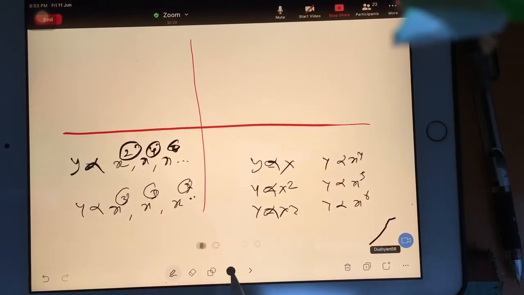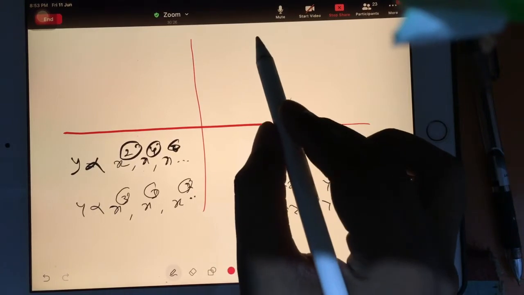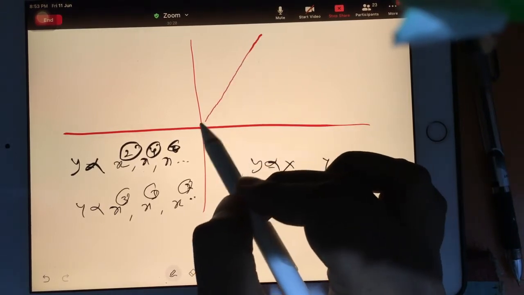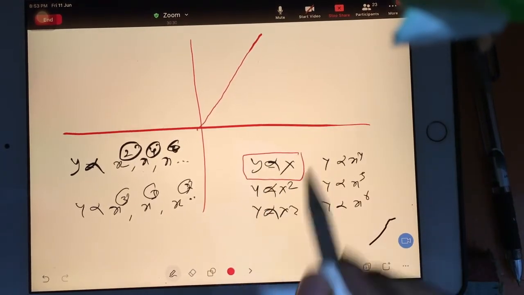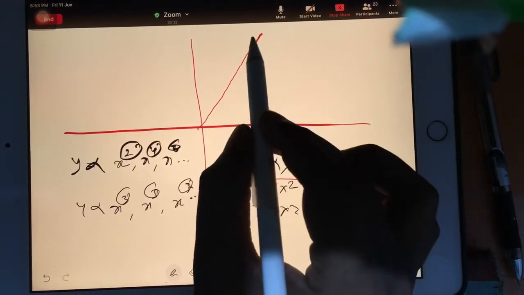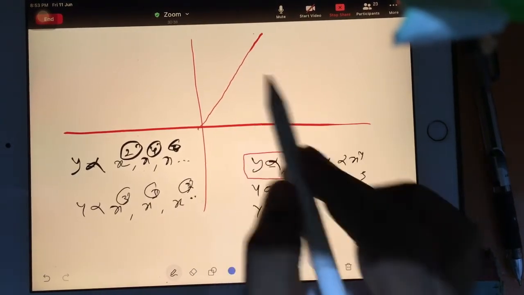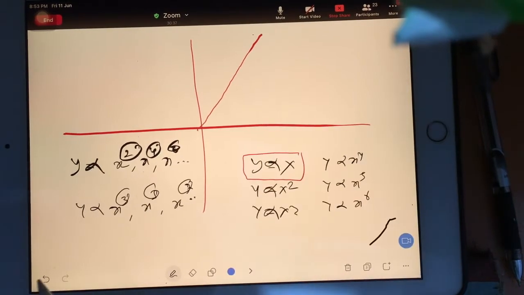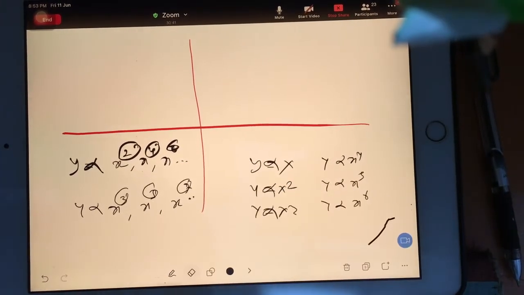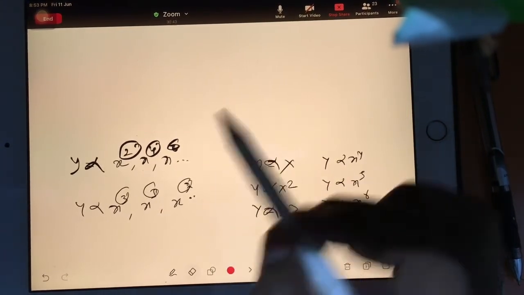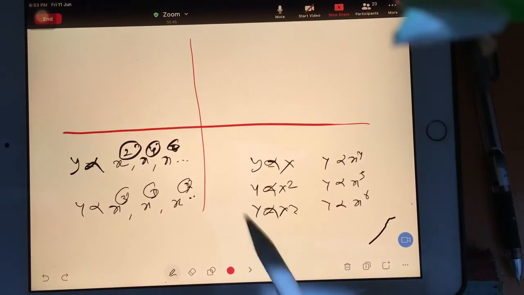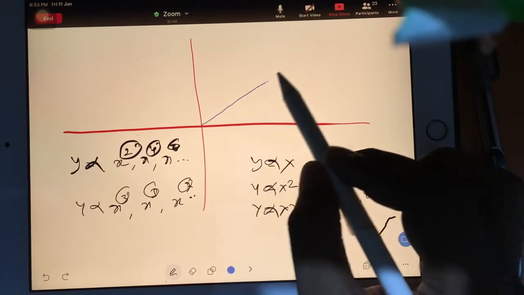So from here I will draw one line like this. This line I am drawing for y proportional to x. This is a straight line. Now from here you will draw one line, let me draw it a little bit at an angle so that I can explain well. A little bit like this. If I draw, it will be smooth.